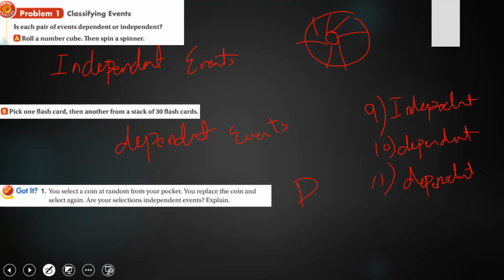Now the last one: the color of a car and the type of transmission. Are they dependent on each other? No. If I want to use a truck or car or bus, and the color of the car, are they dependent on each other? No. So I would say they are independent.